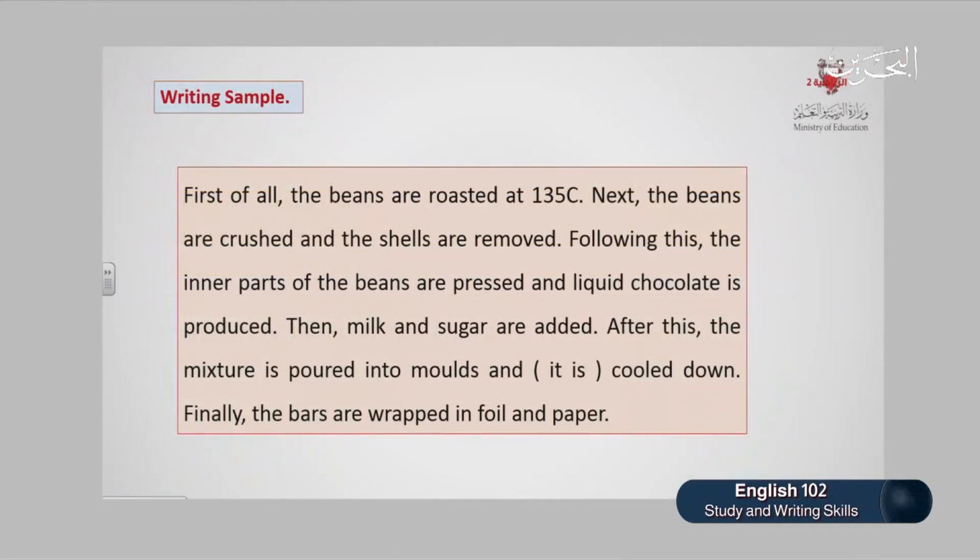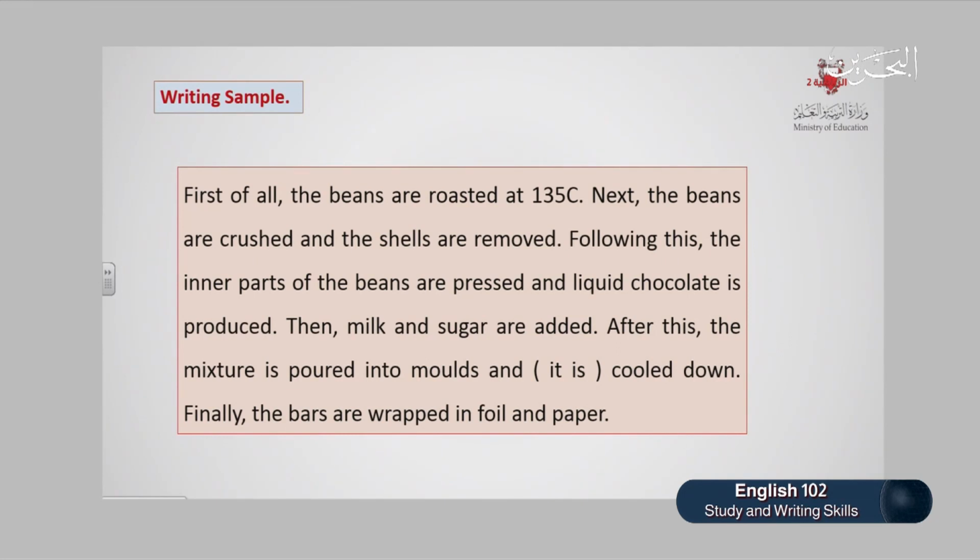I hope you're done. We have been doing a lot of practice about this, but let's review the answers all together. So this is the model that we're expecting. First of all, the beans are roasted at 135 degrees Celsius. Next, the beans are crushed and the shells are removed. Following this, the inner parts of the beans are pressed and liquid chocolate is produced.